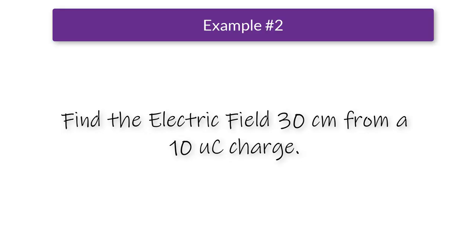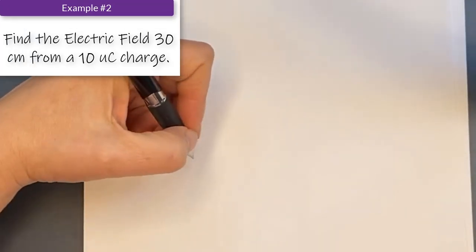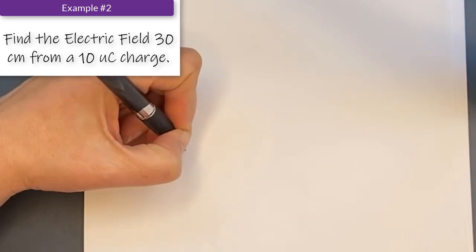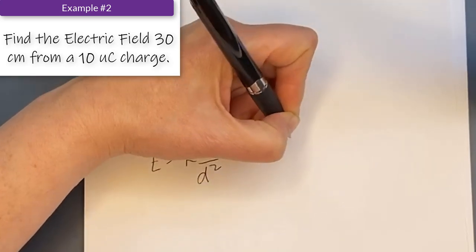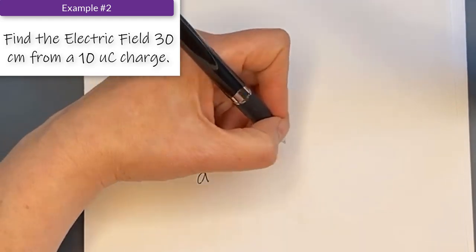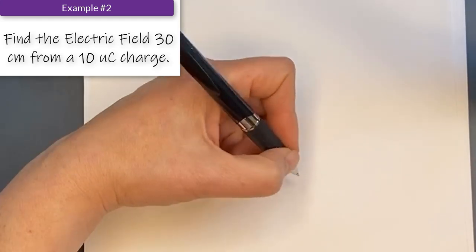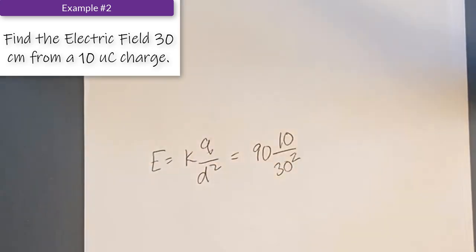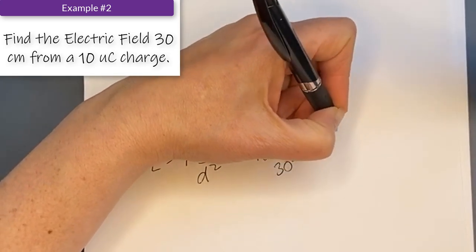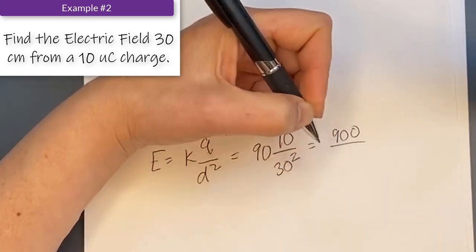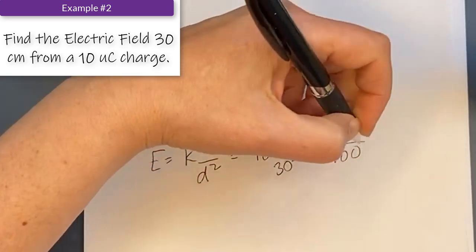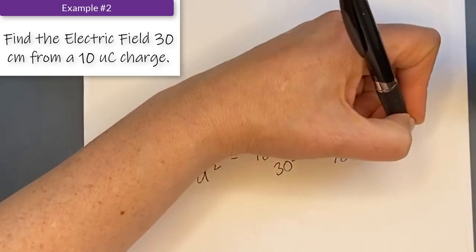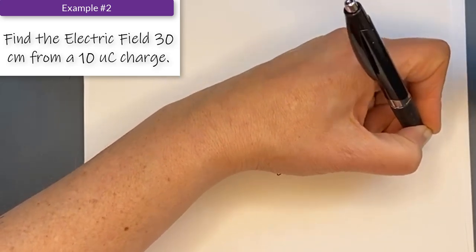Here's an example. Find the electric field 30 centimeters from a 10 microcoulomb charge. So the electric field equation is KQ over the distance squared. K, we're going to use 90. Q is going to be 10 microcoulomb. And the distance is 30. And we've got to remember to square that. So that is 900. I'm just going to multiply it out, divided by 30 squared, which happens to be 900. So the answer is the electric field is 1 newton per microcoulomb.